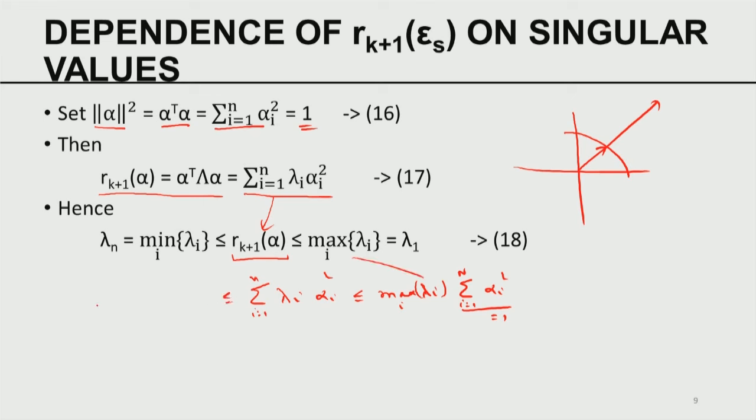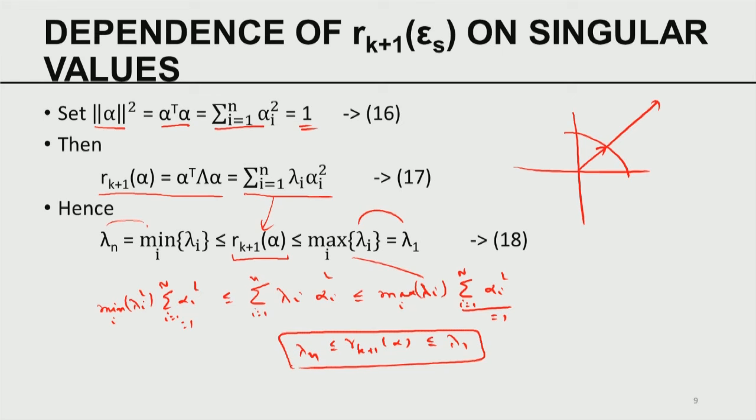This is also right: it is greater than or equal to the minimum over i of lambda i times the sum of alpha i squared, i equal to 1 to n, that is equal to 1. Therefore, lambda 1 is the maximum eigenvalue, lambda n is the minimum eigenvalue. It readily follows that R k plus 1 of alpha lies between lambda n and lambda 1, where lambda 1 and lambda n are the maximum and minimum values of the eigenvalue. So what have we done? We have narrowed the values that the ratio of the energy norms of the errors can take by moving simply from the standard coordinate to the new coordinate formed by the eigenvectors of the Gramian A transpose A, assuming A is full rank.